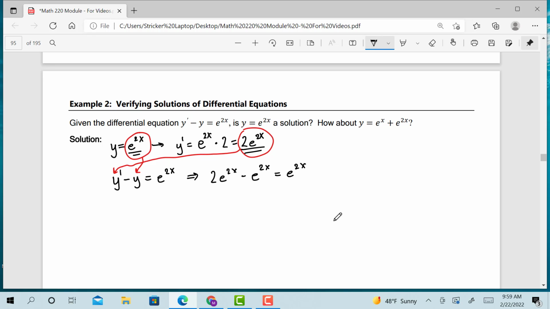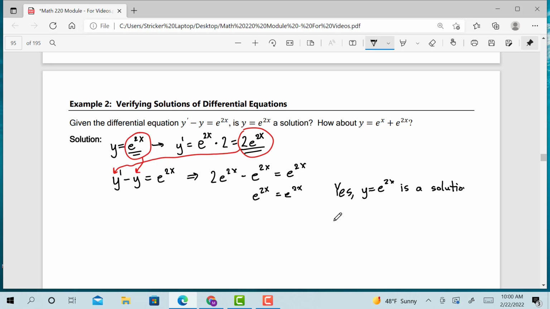And yes, if we simplify the left-hand side, 2e to the 2x minus e to the 2x is e to the 2x. And we can, of course, see that the left-hand side is equal to the right-hand side. So do we have a solution? Yes, we do. Okay, so let's just go ahead and state that. We can say yes, y equals e to the 2x is a solution.